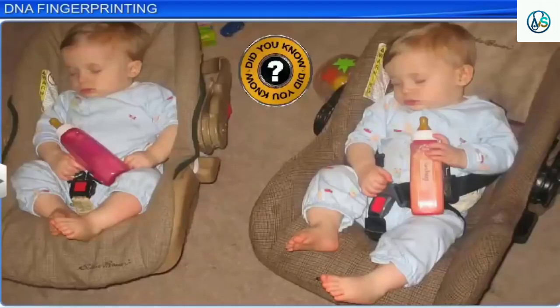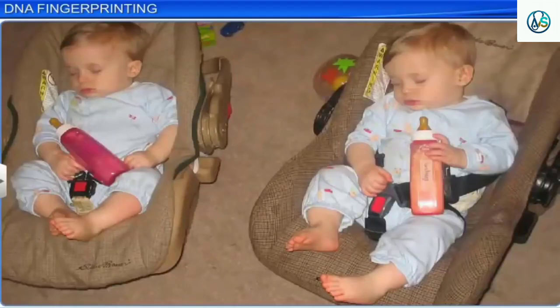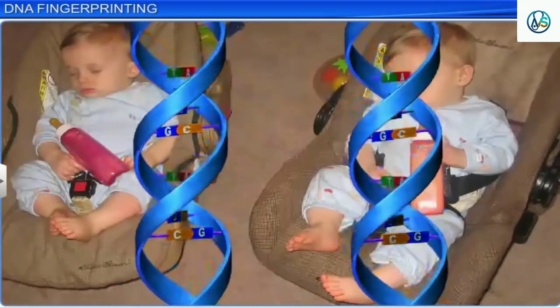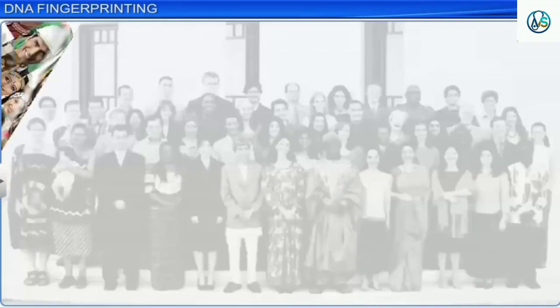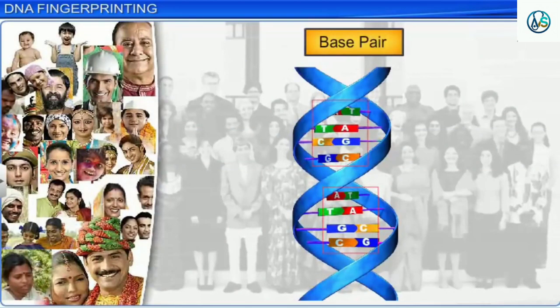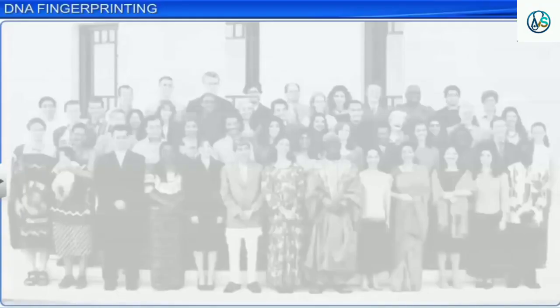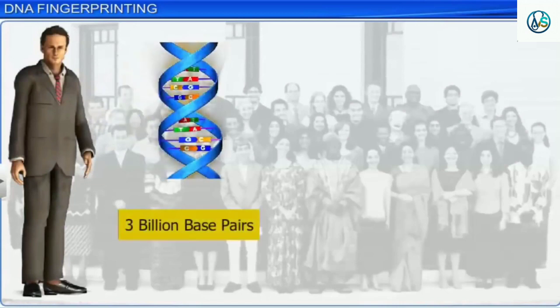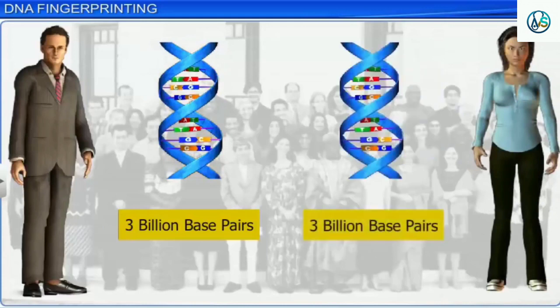Did you know that except for identical twins, it is very unlikely for two individuals to have the same DNA pattern? It is the small difference in base pair sequences of DNA that make the phenotypic appearance of each individual unique. The human genome has about 3 billion base pairs. Therefore, it would be a time-consuming and expensive task to find out the genetic difference between two individuals, as it would require comparing two sets of 3 billion base pairs.